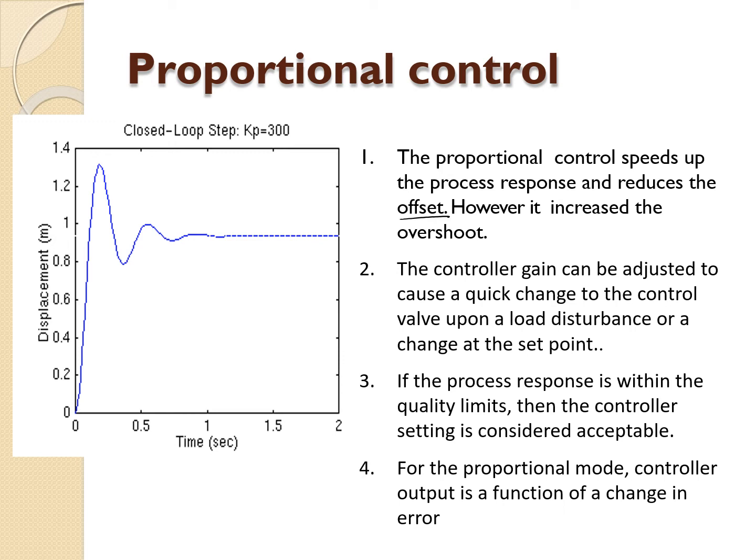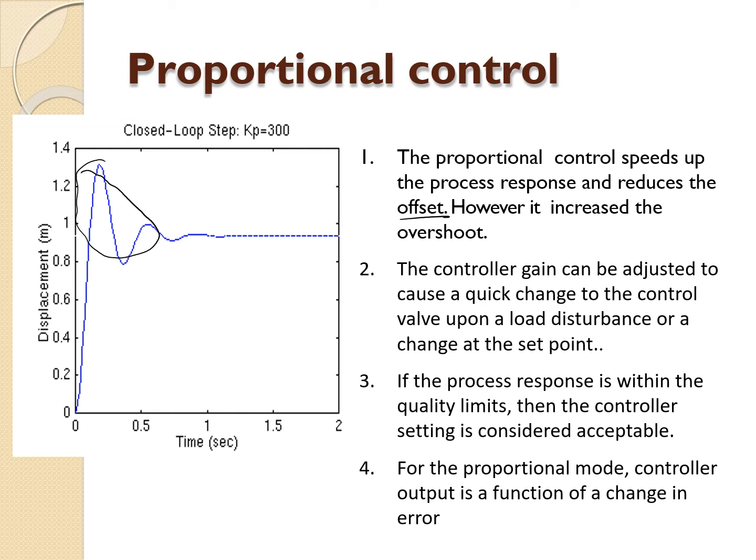Basically, offset is the deviation of the control variable from its set point. However, it increases overshoot. So this one here, we can see there is an overshoot, right? So proportional control will increase the overshoot.